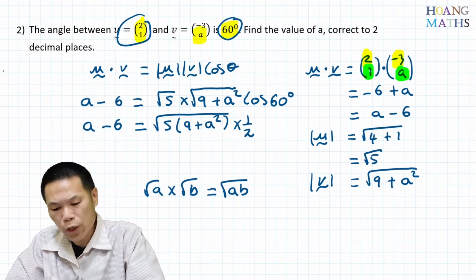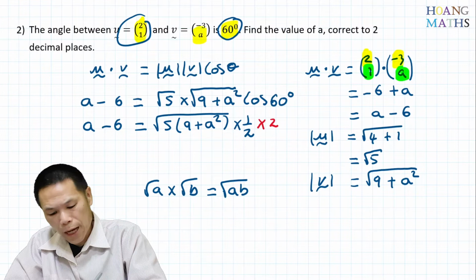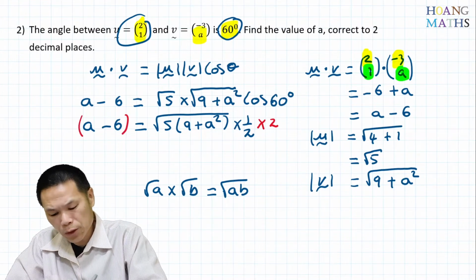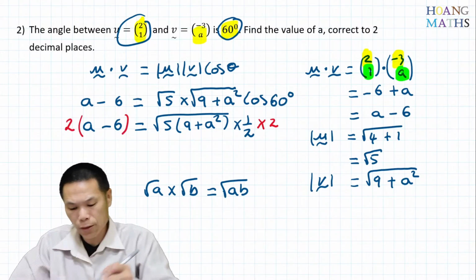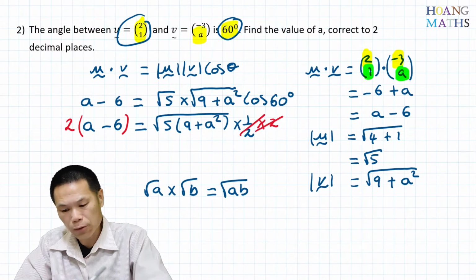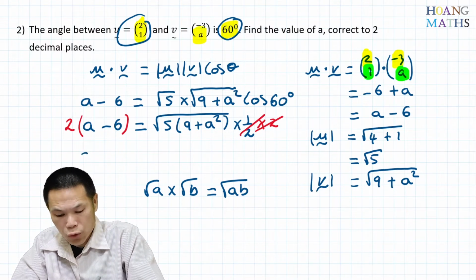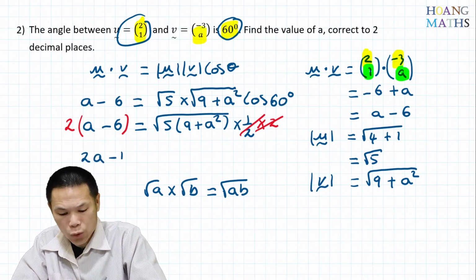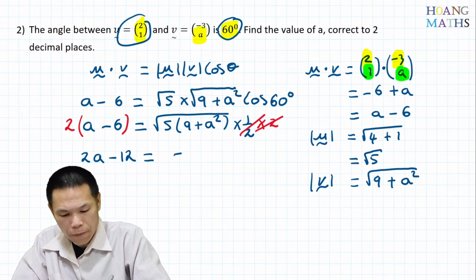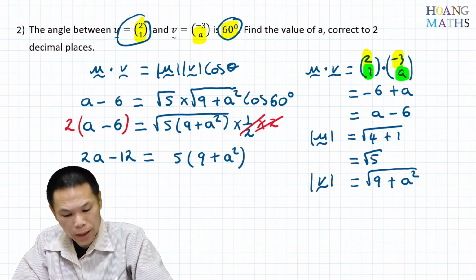So now I just want to get rid of the half first. So we just times 2 on both sides. And this is more than one term, so I just close and open bracket. So times 2, therefore this half cancels out. So let me just expand the left hand side. So that gives me 2a minus 12 is equal to the square root of 5 times (9 plus a squared).